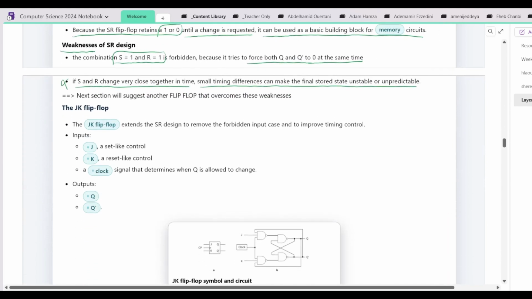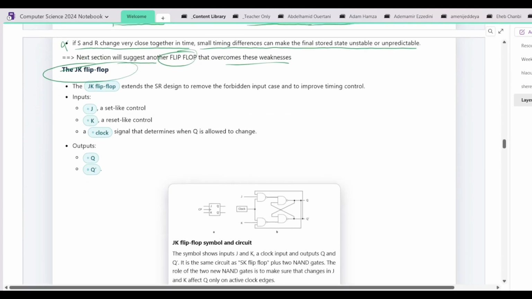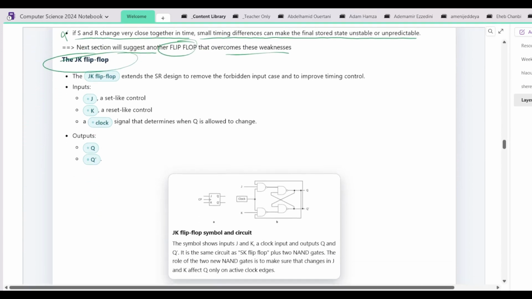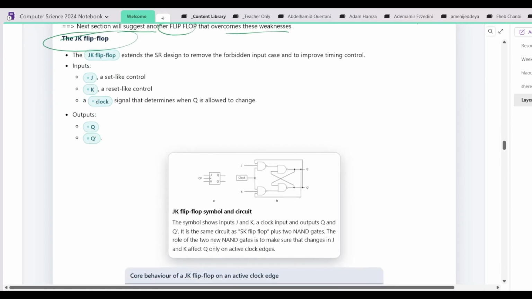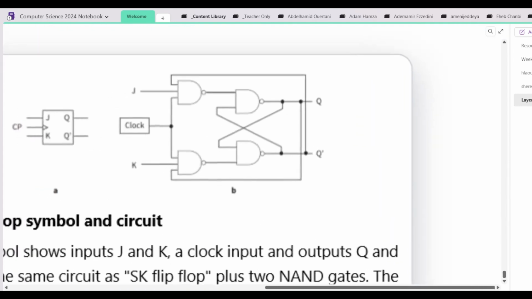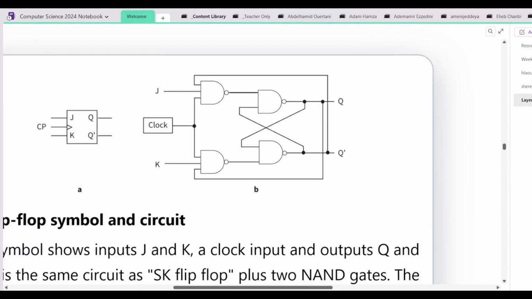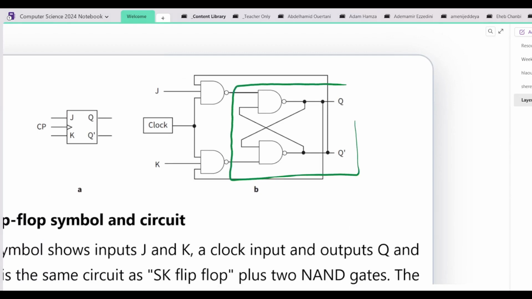In the next section, we will suggest another flip-flop that overcomes this weakness. The other flip-flop is JK. It is simpler and better in terms of overcoming these two drawbacks. This is the circuit. It is the same as the SR flip-flop, which is the SR plus two NAND gates, a new NAND here and a new NAND here, and the old one is the same. Plus a new clock, new input.